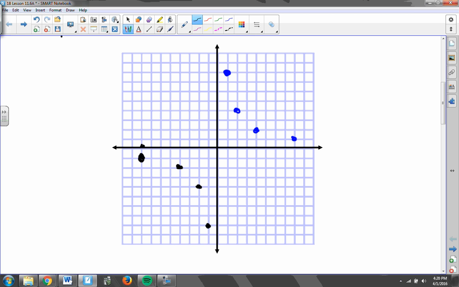graph. So every indirect or inverse variation equation has a graph of two different pieces that will never touch. And here's what they look like.